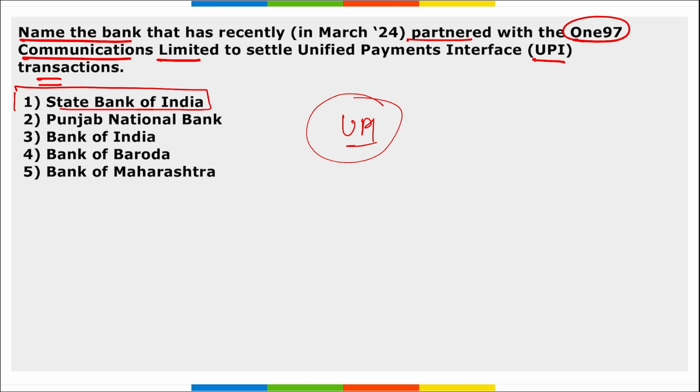provider license. And the other TPAP partnerships are with HDFC Bank, Axis Bank and Yes Bank, right? That means we know that Paytm Payments Bank was now closed. So all the rest of the UPI payments of this 197 Communications Paytm will be settled through these banks, that is HDFC, Axis and Yes Bank.